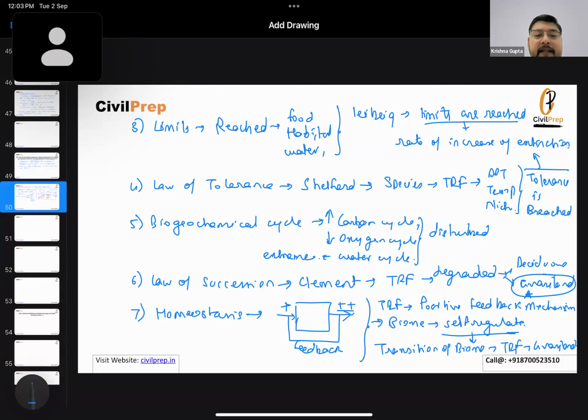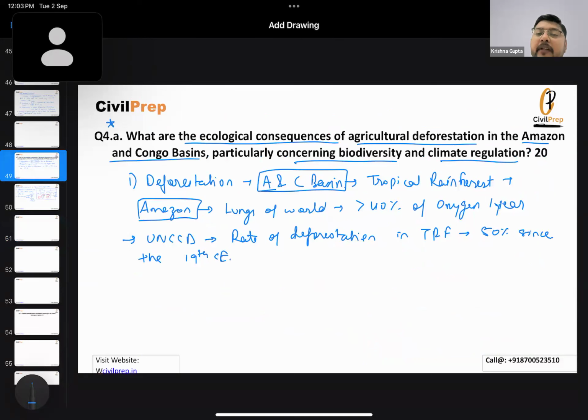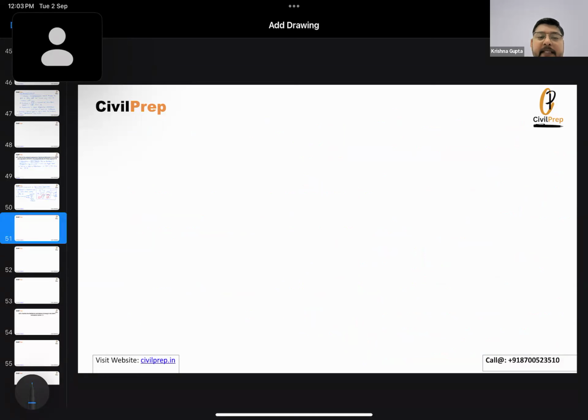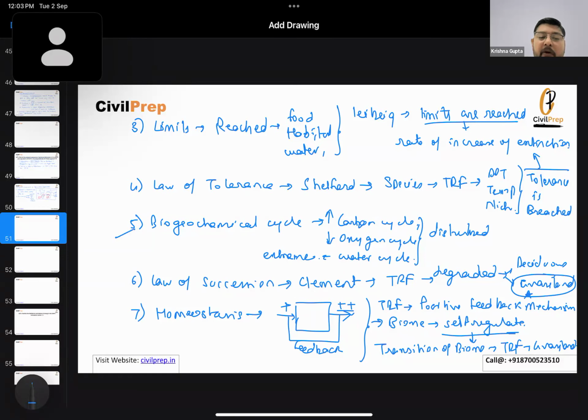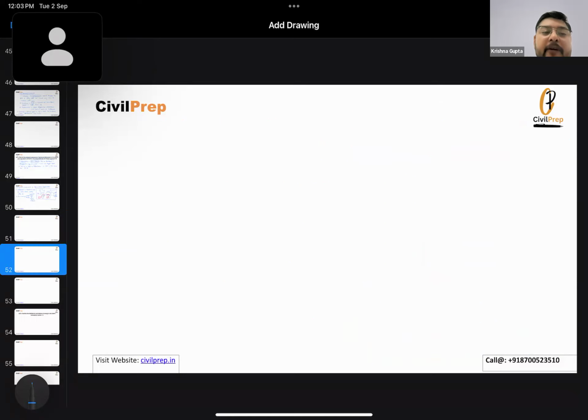Okay, so guys, we can see here that we have certain aspects for biodiversity and climate regulation. For climate regulation also, we can use the biogeochemical cycle, the law of succession, and the homeostasis mechanism. And when we look at climate regulation, we have certain types of climatic forcings, internal and external.